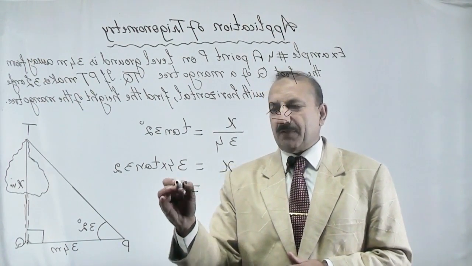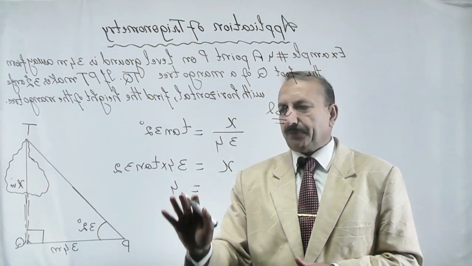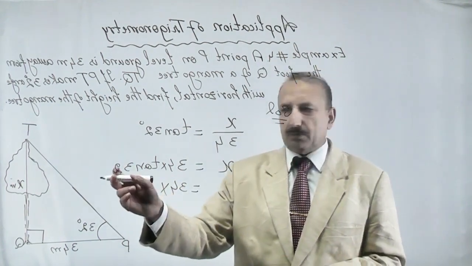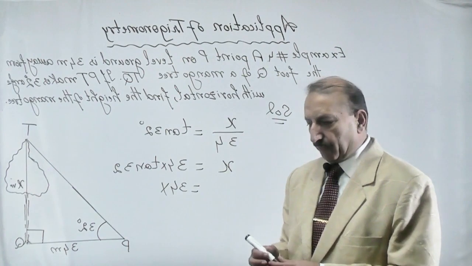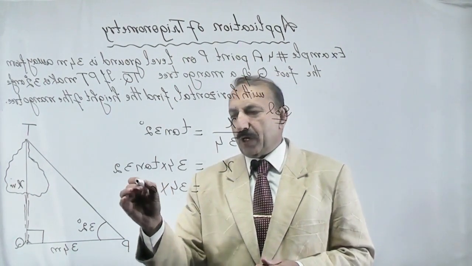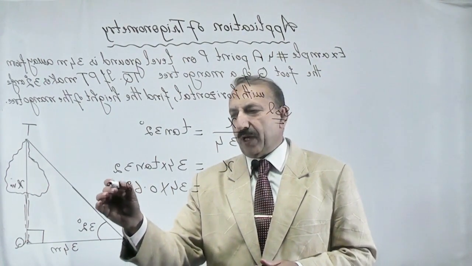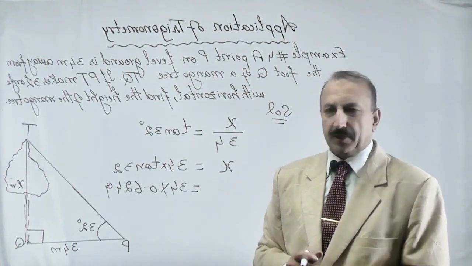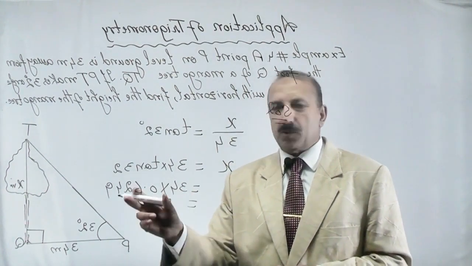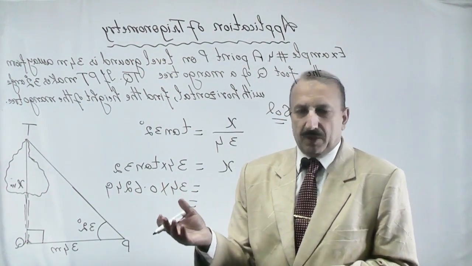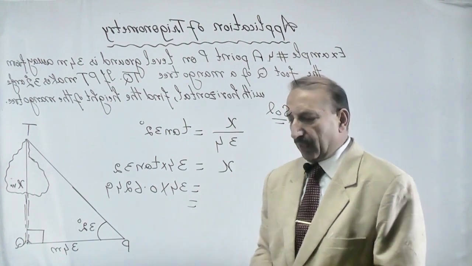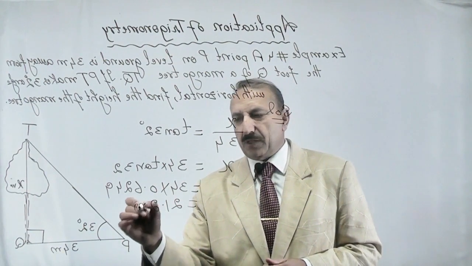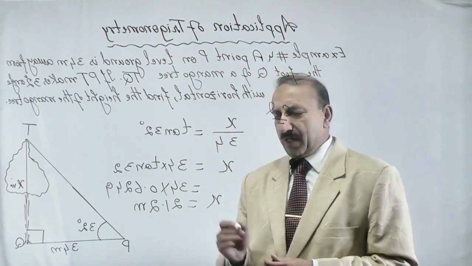Now we will write the value of 32 here with the help of calculator. Write the value of tangent of 32 and we will get 0.6249. This is the value of tangent of 32 from the calculator. And now multiply these two values. Again, you may multiply manually, but you can get help from calculator as well, and you will get the answer. This is 21.2 meter, the possible height of the tree.